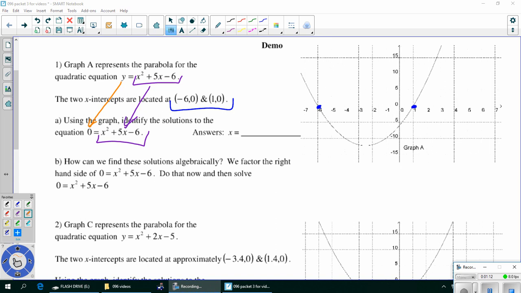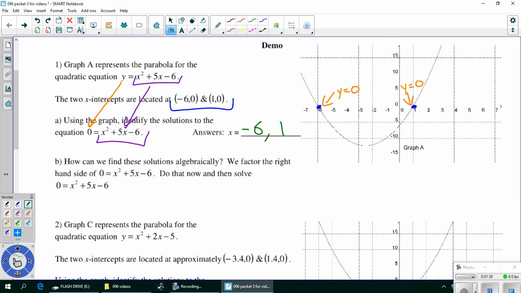Well, let's take a look at the graph. Points where the y is equal to 0 are exactly the x-intercepts, right? Like at those two x-intercepts, the y is 0. Every place on the x-axis, the y is 0. So if we're looking to solve this equation, this 0 equals equation, we can just look at the graph and find the two x-intercepts. So our answers are the x values of the x-intercepts. Negative 6 for x, 1 for x.